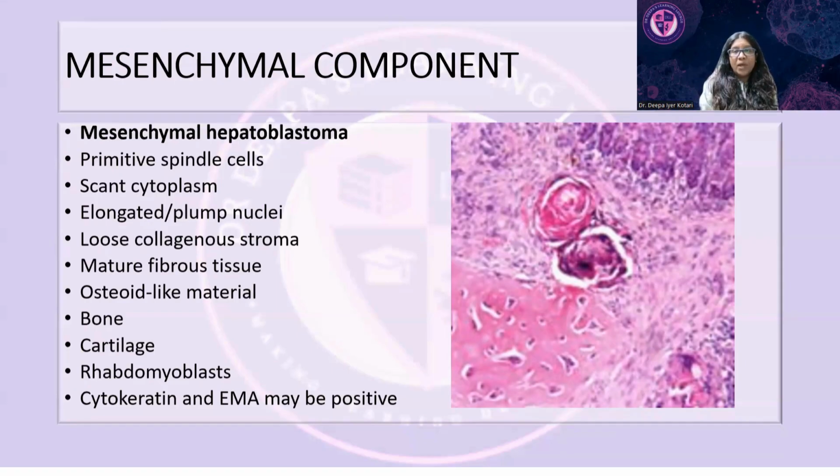And the interesting point is that the mesenchymal component can show immunoreactivity to cytokeratin and EMA, which strongly supports the relationship with the tumor rather than indicating an undifferentiated sarcoma. So when you actually do these markers, cytokeratin and EMA, it will tell you that this is a component of the hepatoblastoma and not a sarcoma.